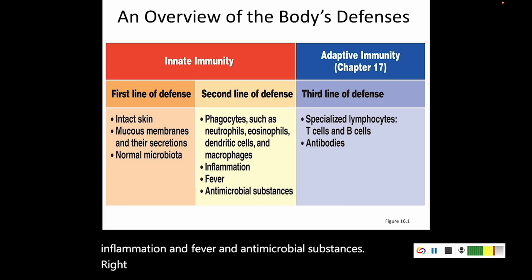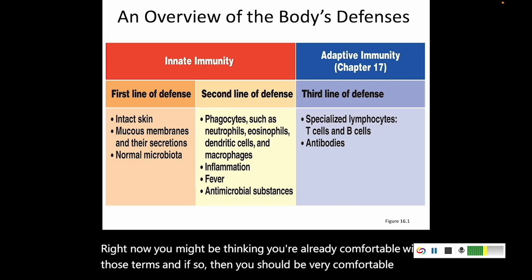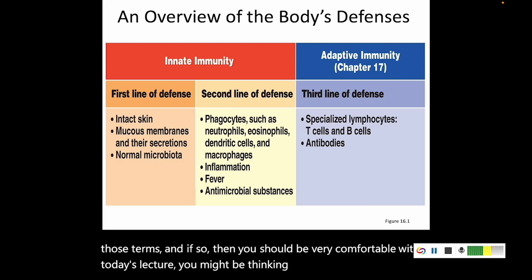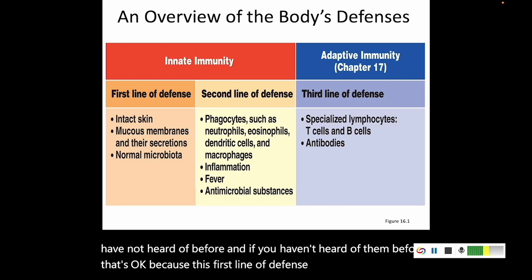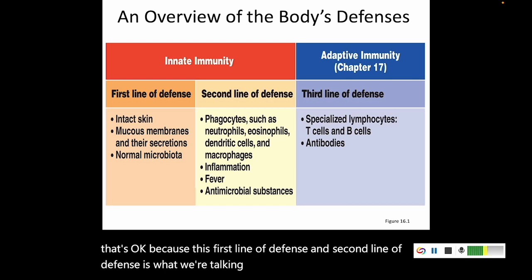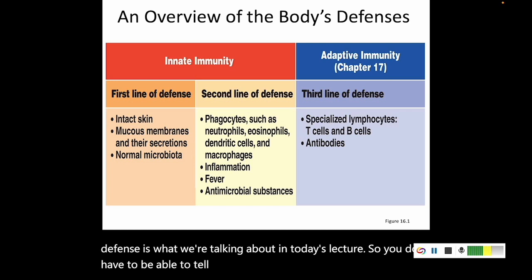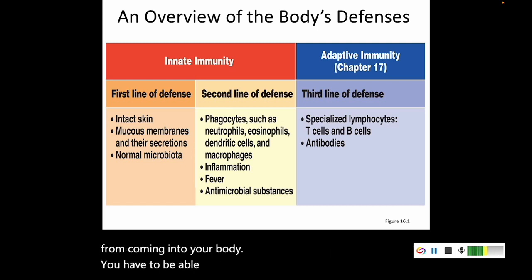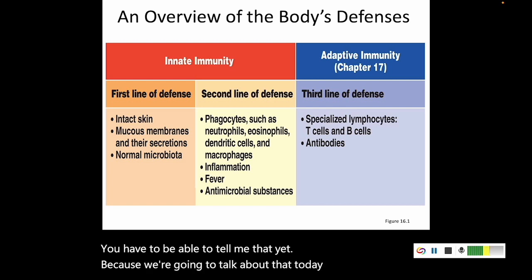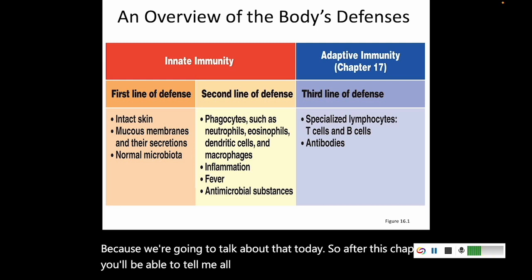Right now, you might be thinking you're already comfortable with those terms, and if so, then you should be very comfortable with today's lecture. You might be thinking those are a lot of words you have not heard of before, and if you haven't heard of them before, that's okay, because this first line of defense and second line of defense is what we're talking about in today's lecture. So you don't have to be able to tell me what happens in phagocytosis, and you don't have to tell me how mucous membranes can stop a microbe from coming into your body. You don't have to be able to tell me that yet, because we're going to talk about that today. So after this chapter, you'll be able to tell me all about all of those things.